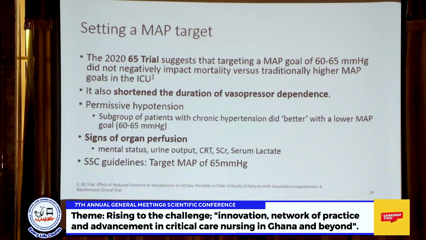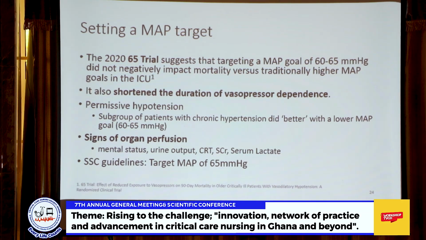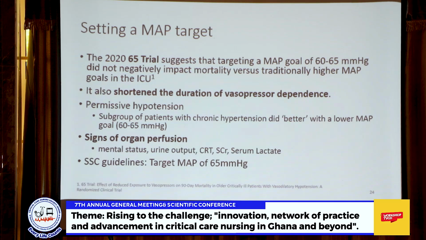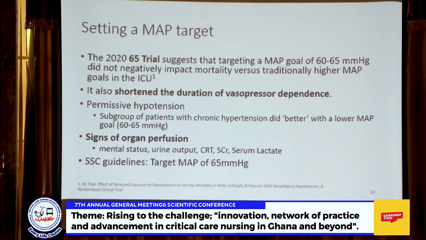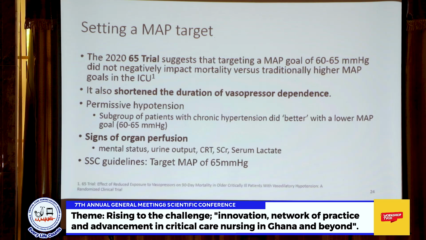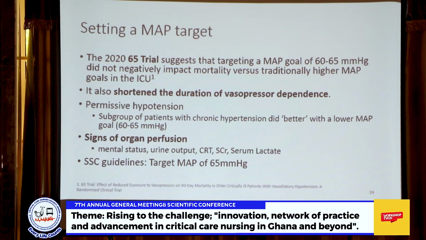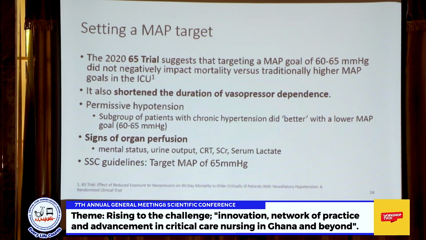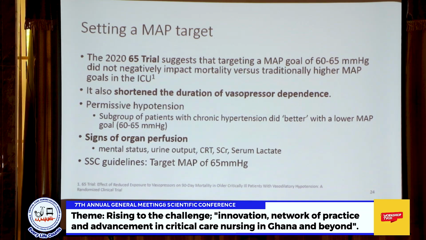They realized that those with the 60 to 65, there was no change in mortality, all of them did well. But those with 60 to 65 were able to achieve their targets very quickly. Obviously, 65 is lower than 75. But also the duration of vasopressor use was also shortened. Please, are you all following? Okay. So based on this, they decided to say that, okay, then let's use 65 as our MAP goal.